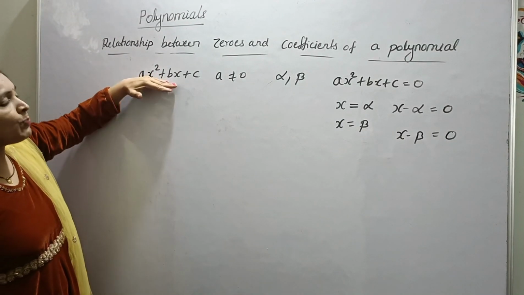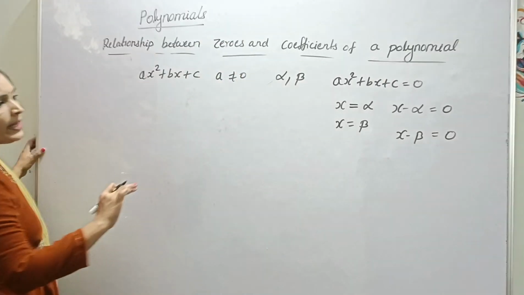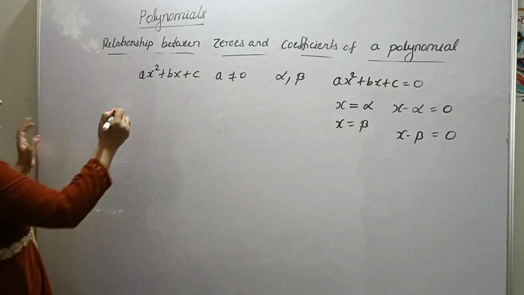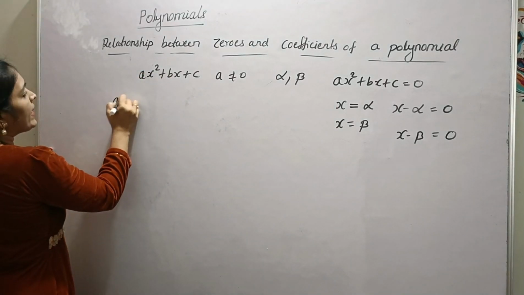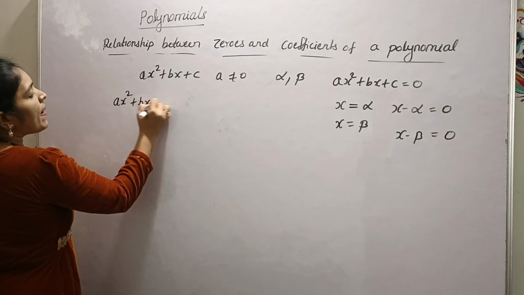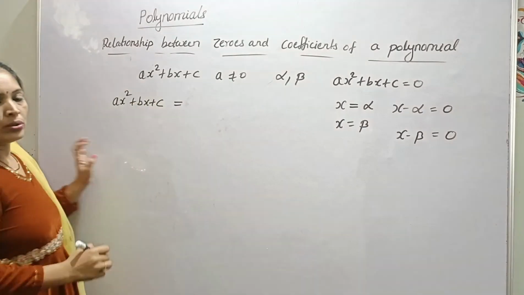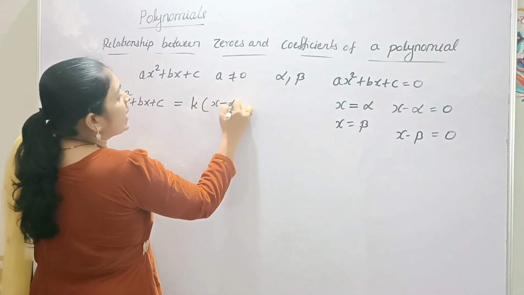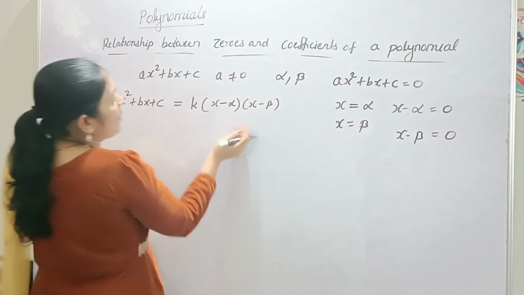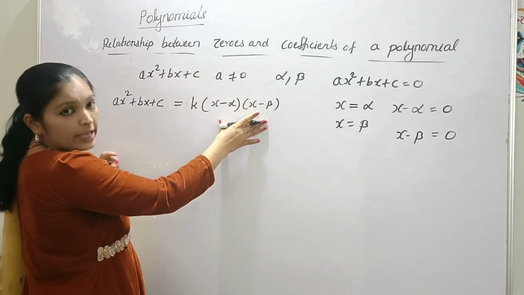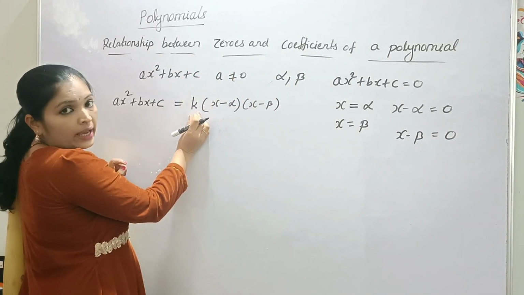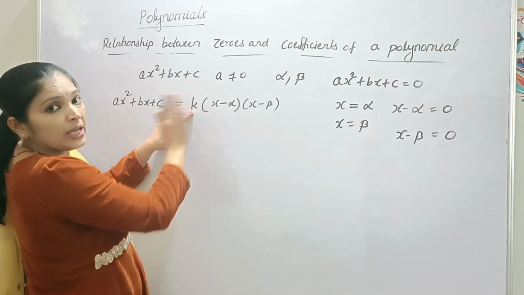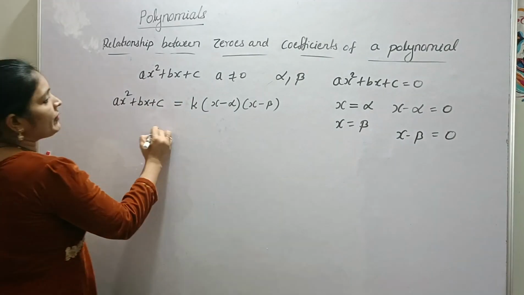So when you divide this polynomial by x minus alpha into x minus beta, you will get an integer as remainder. This can be written as ax square plus bx plus c is equal to, these are the factors, so k into x minus alpha into x minus beta. When you divide this polynomial by these two factors, you will get an integer as remainder, let it be k.